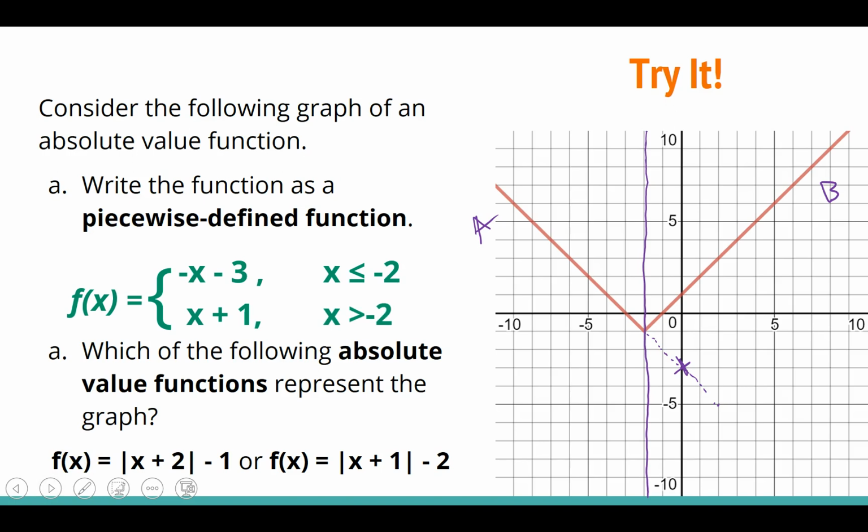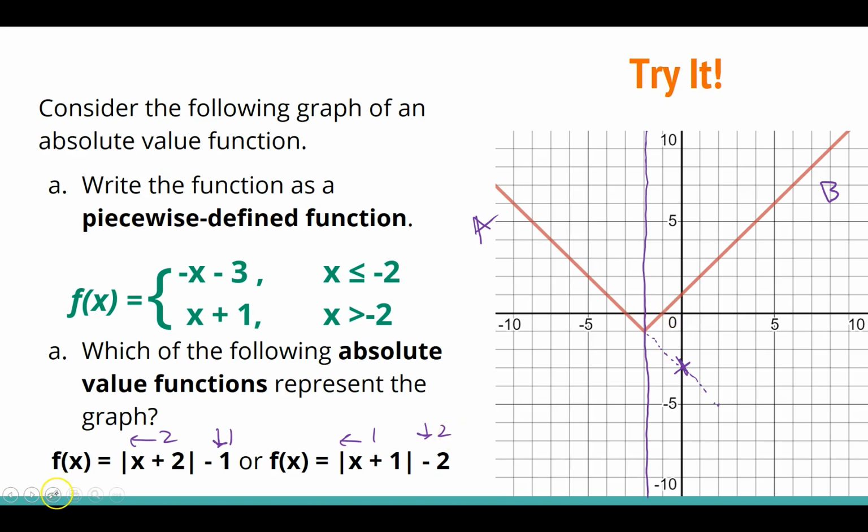Yes, it is the vertex. Good connection. That's where you should be looking. Because of the vertex, which one of these is going to be my equation? Jimmy. The first one, why? Good, because it moved to the left 2 and down 1. Now the other equation also had left and down, but it had left 1 and down 2. It had them flip-flopped.